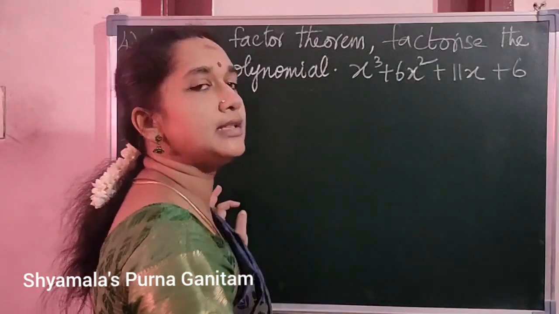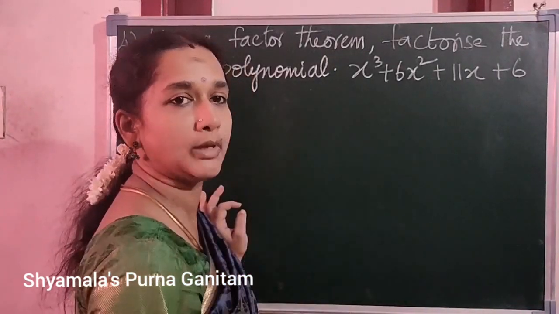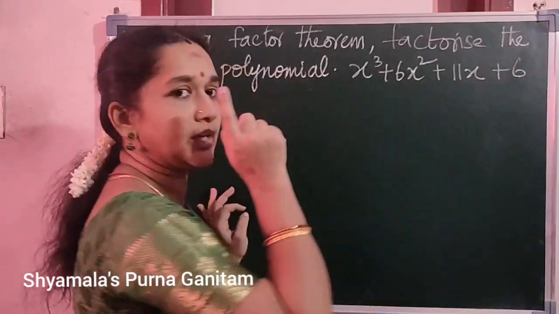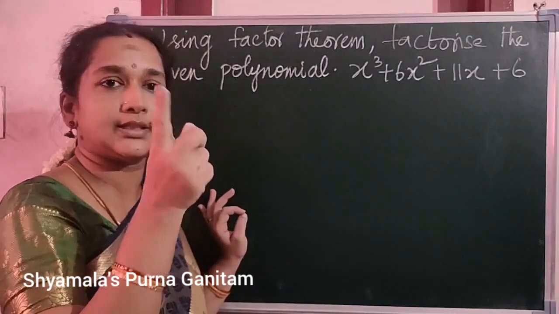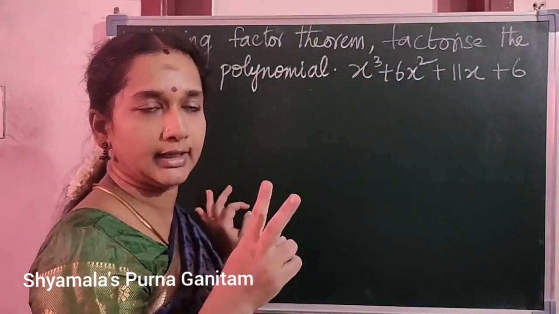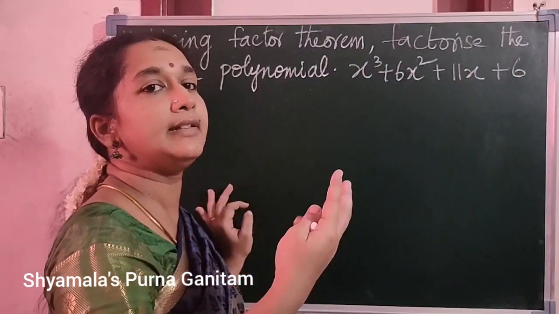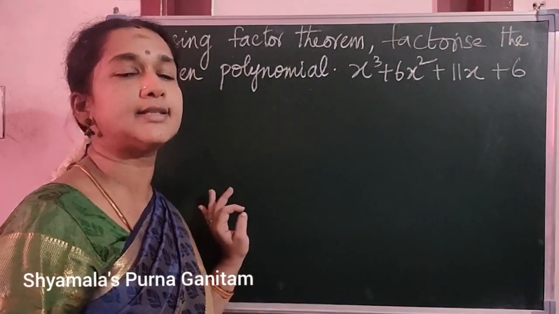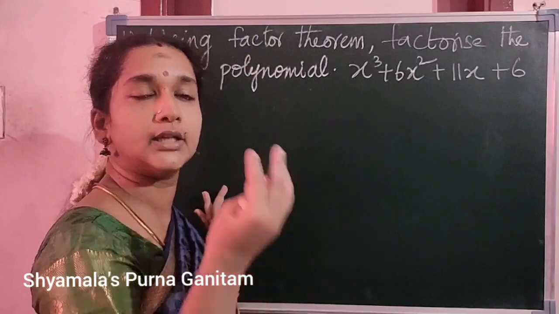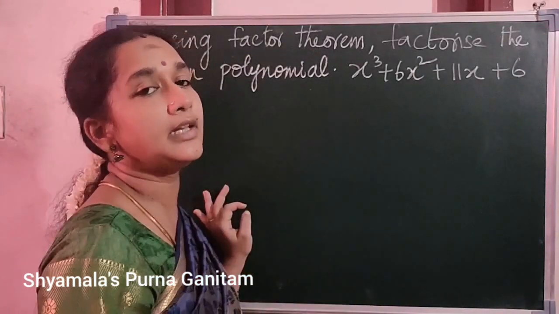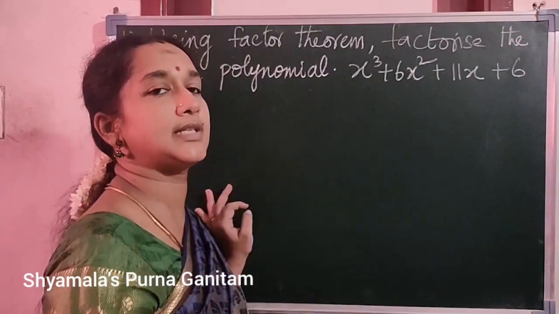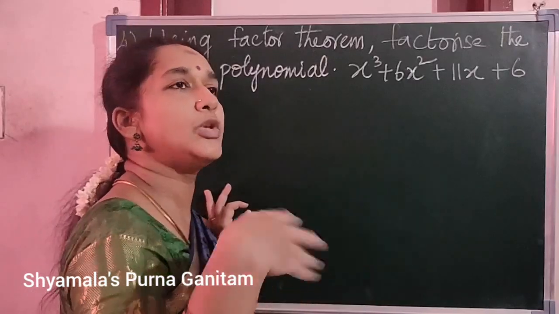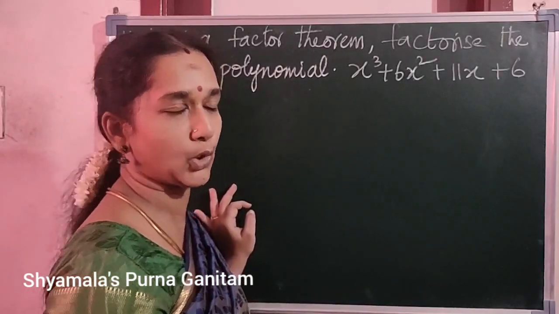So for finding these three factors, there are two methods. One is, first you will find the first factor. That is same for both the methods. Then for finding the next two factors, you have long division method and also synthetic division method. So I will teach you both the methods. Whichever is easier for you, you can follow that.